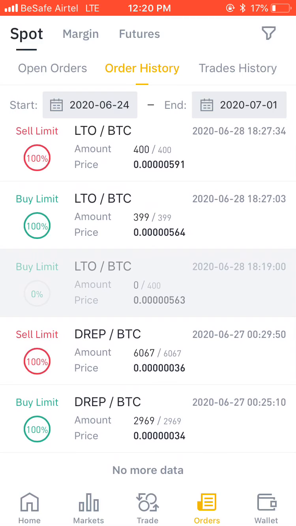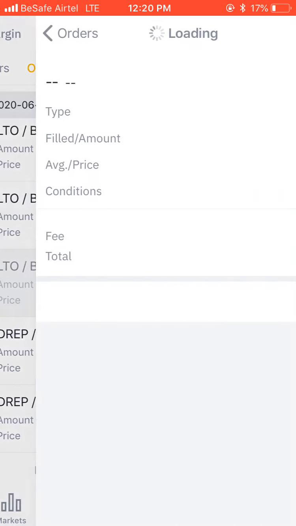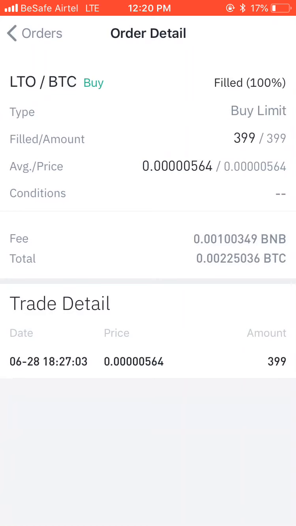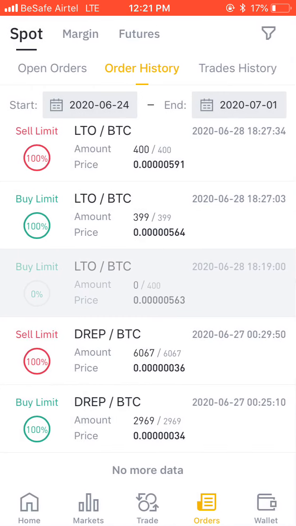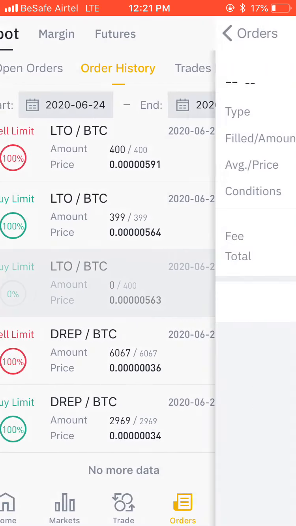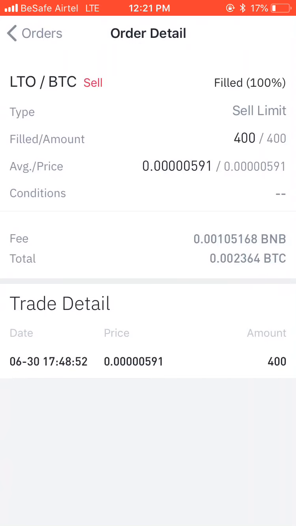Let's look at this example, LTU. You click on LTU. Can you see the total amount used in buying the signal was 0.00225036 BTC? That was the total you used in buying it. Then let's go over to when it got sold. This is the total you got back: 0.00233640 BTC. So the difference between the two totals is actually your profit.